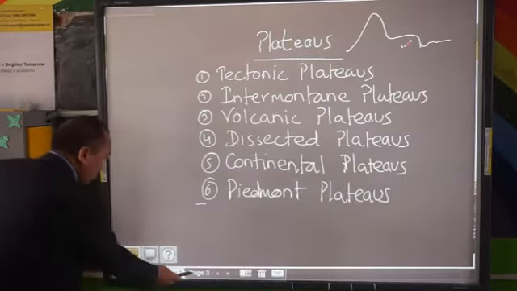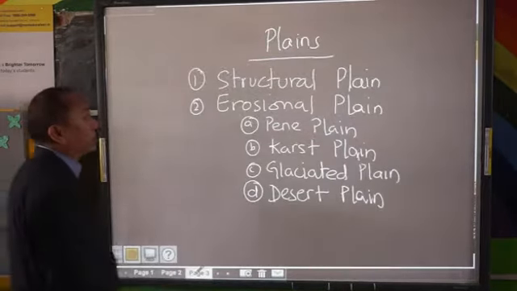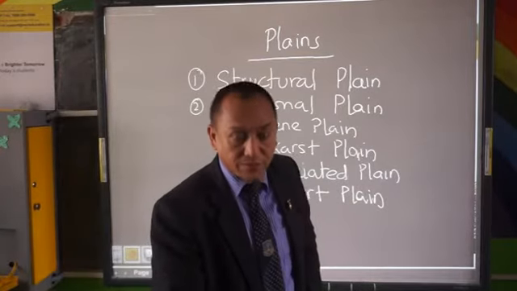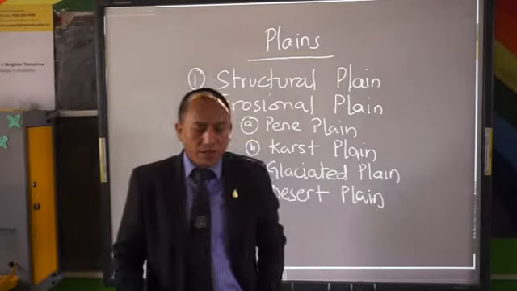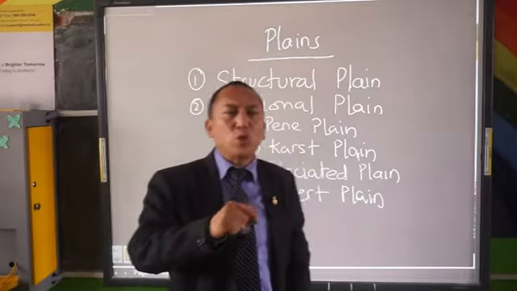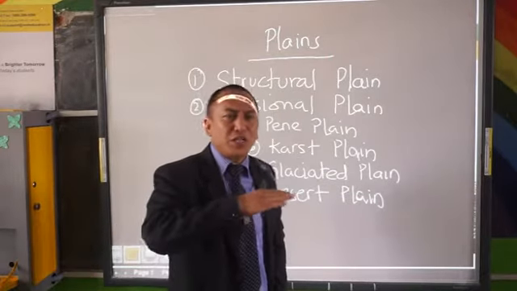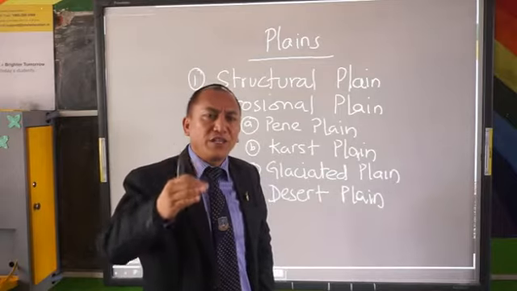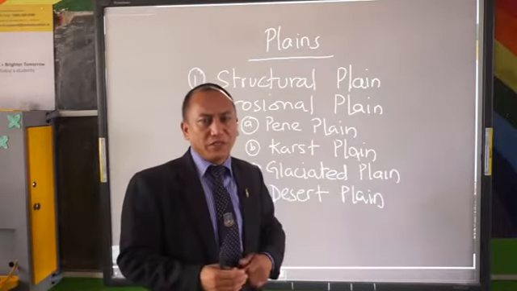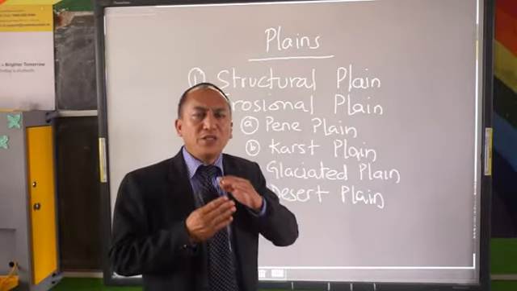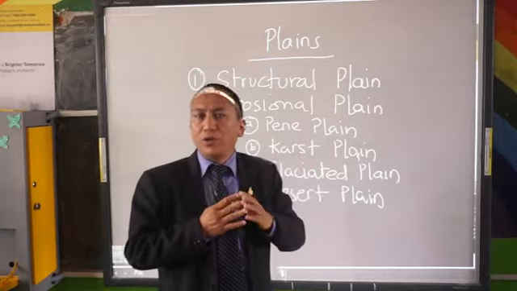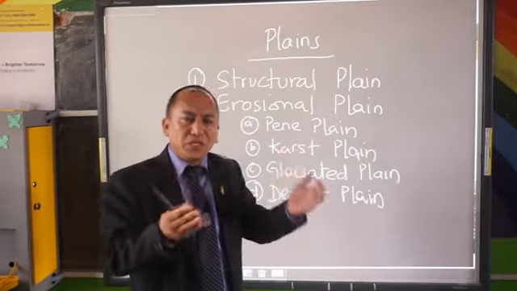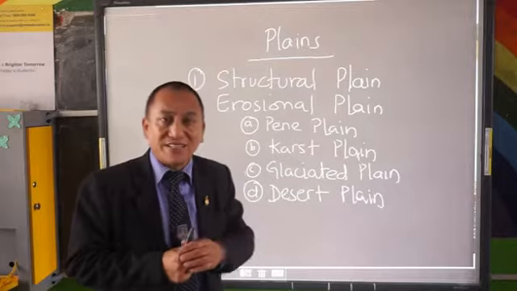Okay, so now let's go to the next one. Now we come to the plains. What are plains? Plains are basically level or slowly undulating land, a land which is gently rolling and which doesn't attain a height of more than 150 meters above sea level. A gently rolling land with a height of not more than 150 meters above sea level is called a plain.